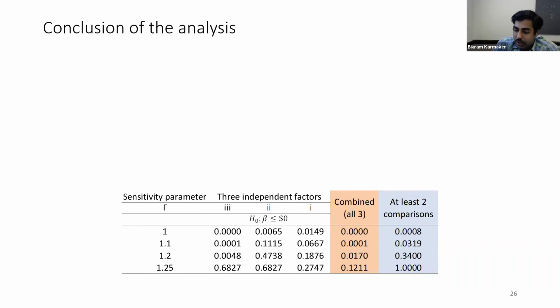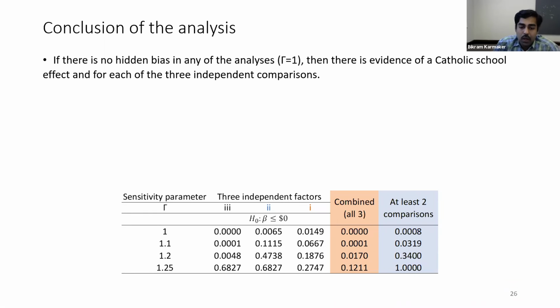So what conclusion do you make from all of these? The conclusion is not a one-sentence conclusion that we did a comparison and this was my p-value. A conclusion is more elaborate. We conclude that if there is no bias due to unmeasured confounding, that is all gamma equal to 1, then there is evidence of Catholic schooling effect, and we have 3 independent comparisons.